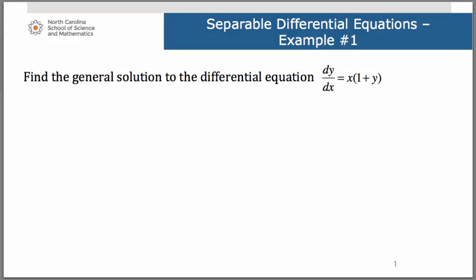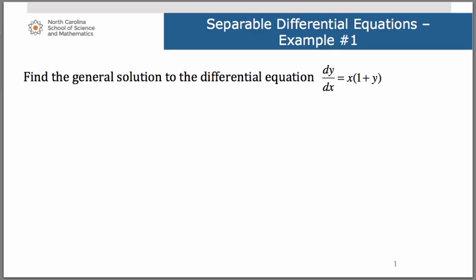In this first example of solving a separable differential equation, we are going to find the general solution to the differential equation dy/dx equals x times the quantity 1 plus y. In accordance with how we solve separable differential equations, we need to separate the x's from the y's to the opposite sides of the equation.